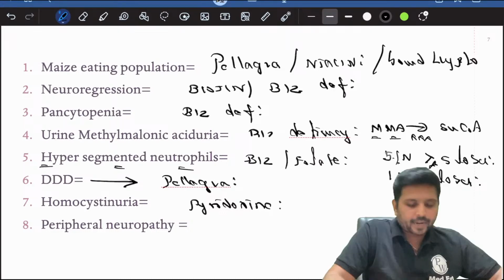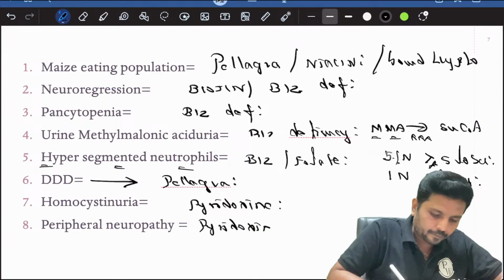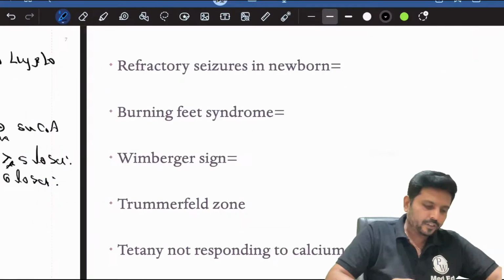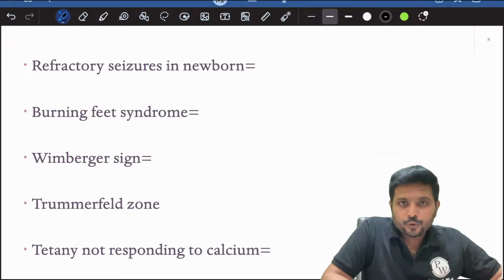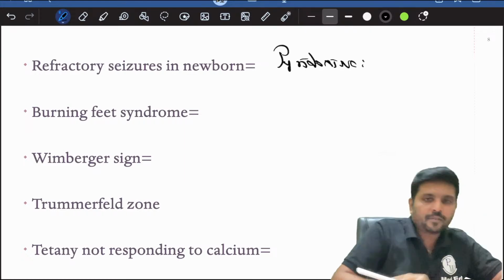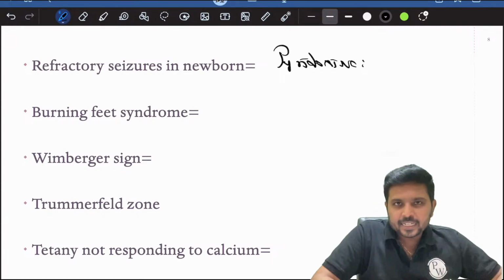Peripheral neuropathy is associated with which vitamin deficiency? Again, the answer is pyridoxine. Refractory seizures in newborn or intrauterine seizures in newborn, which vitamin deficiency? Again, pyridoxine. Pyridoxine deficiency is associated with intrauterine seizures or refractory seizures in the newborn in the absence of birth asphyxia.